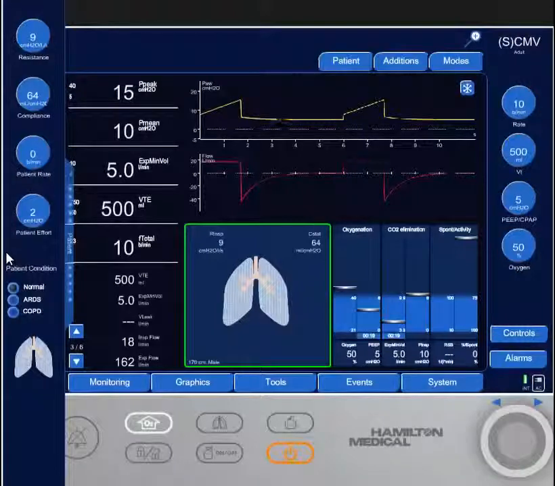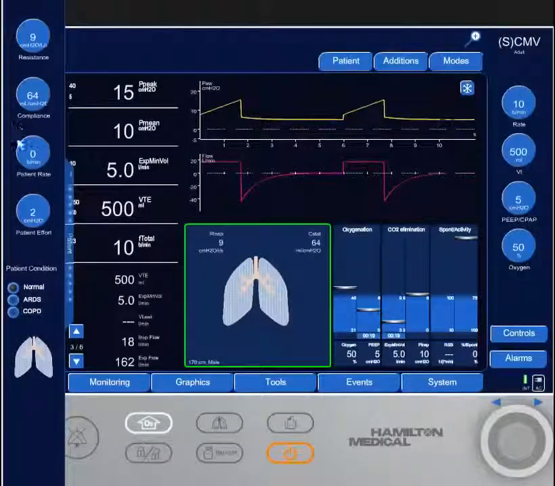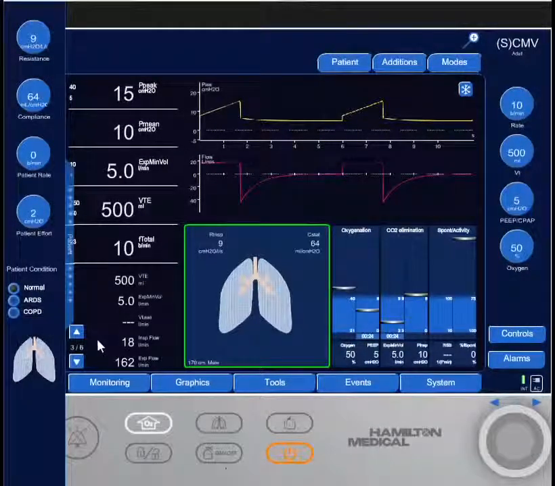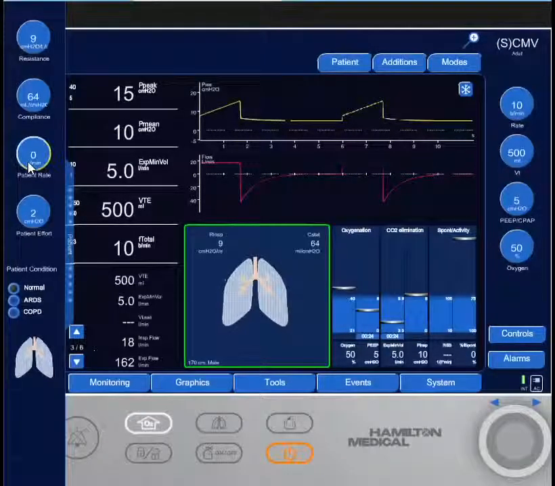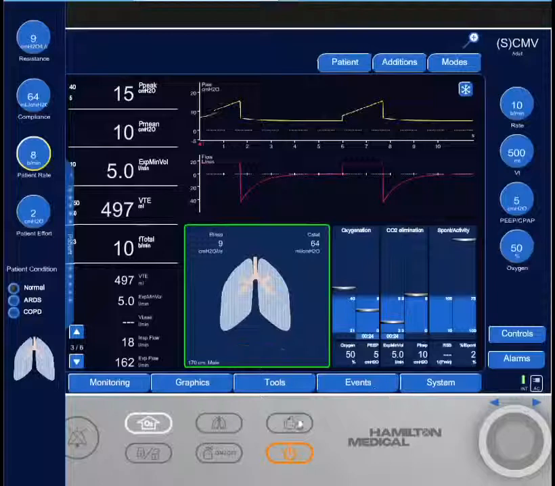And currently I have the patient condition as a normal patient condition. They're not adding any spontaneous rate at the time. And I'm just going to give minimal effort when I do, and they have a normal compliance and very little resistance. And I'm going to start to change this. Now let's just start to add a patient rate. I'm just going to change the rate to, let's say, 8 breaths per minute and confirm that.